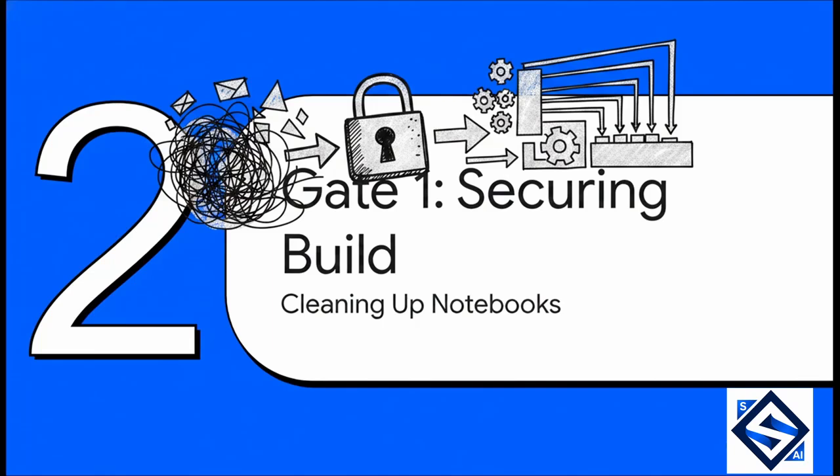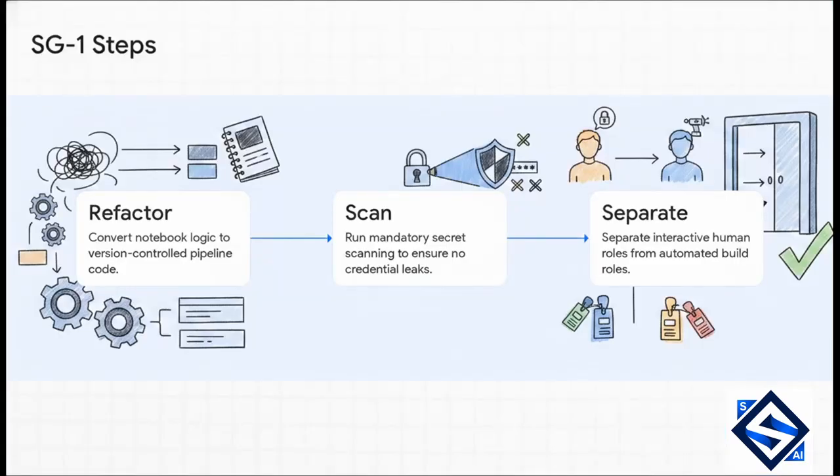Moving on to part 2, Gate 1, securing the build. Look, experimentation is intentionally flexible. Data scientists absolutely need room to explore, and honestly, that usually results in some chaotic, messy notebooks. We've all been there. But SG1 forces a major cleanup. To pass this first gate, you have to refactor that ad hoc logic into industrialized, version-controlled pipeline code.